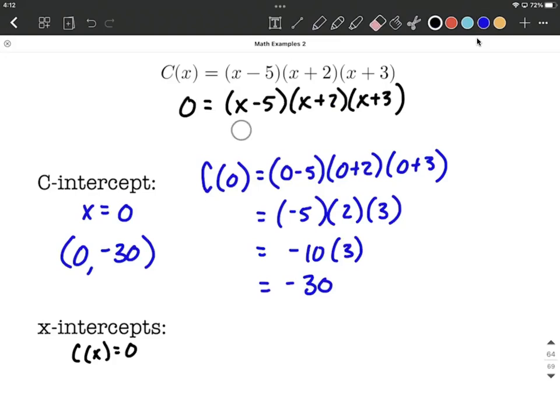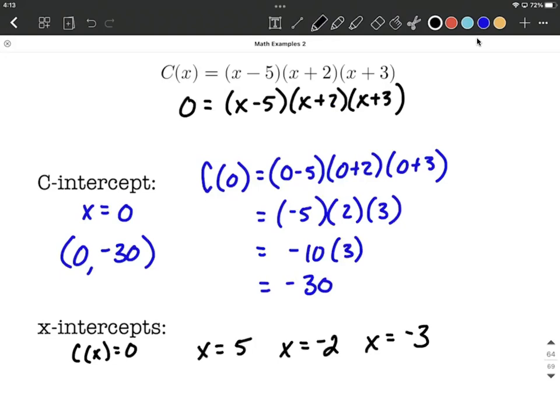So in the first one, I'm going to think about it as what minus 5 is going to make just this first factor equal 0. And in this case, we're going to get an x value of positive 5. For that second factor, if we replace the x with a negative 2, plus 2 would make a 0. And then finally, we have the last factor, a negative 3 plus 3 would make that last factor equal 0.